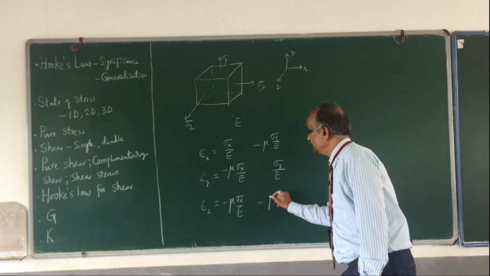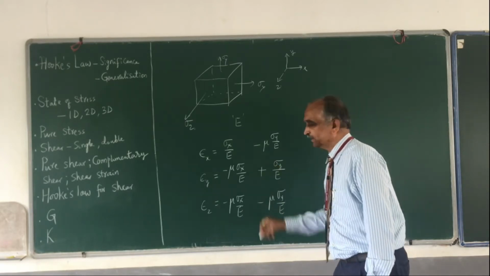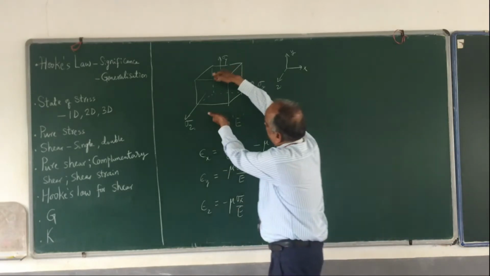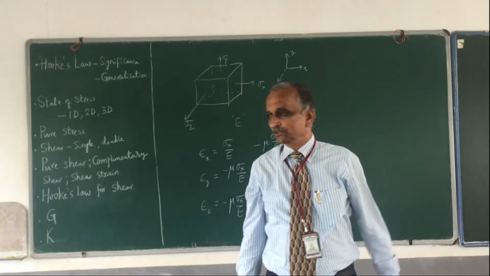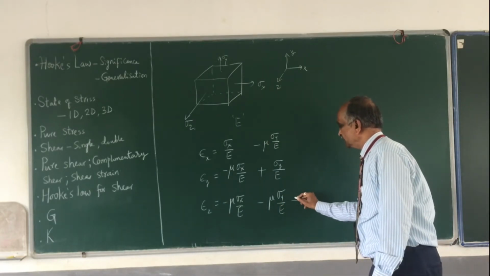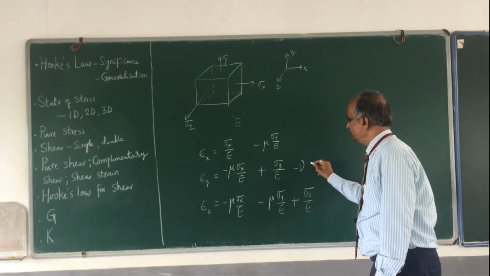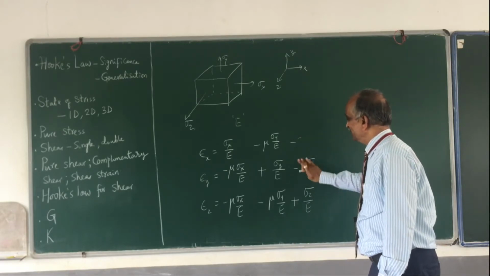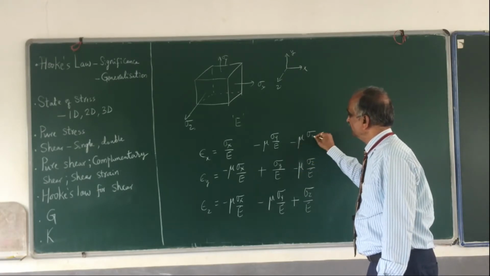Therefore, this is minus mu into sigma y by E, and this is minus mu into sigma y by E. And what is the sign here? This is plus, because this is extension. These two are compression. If there is extension in the y direction, there is compression in the x direction, and in the z direction also there is compression. And similarly, on the same lines, without much explanation, I can write sigma z by E, and minus mu into sigma z by E, and minus mu into sigma z by E.